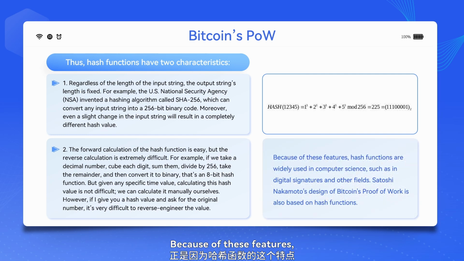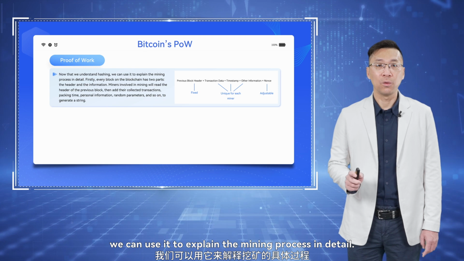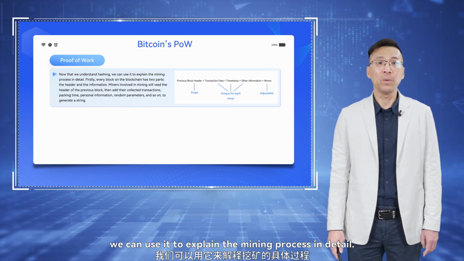Because of these features, hash functions are widely used in computer science, such as in digital signatures and other fields. Now that we understand hashing, we can use it to explain the mining process in detail.